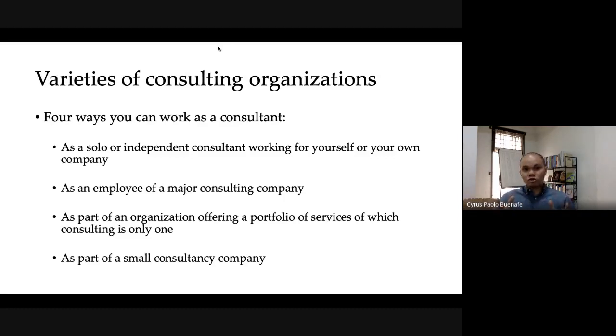The IT consultant, definitely the scope is really about information technology. How does information technology help your client do their business better? And your job is to be able to give advice and recommendation to these clients in the field of IT. Okay?